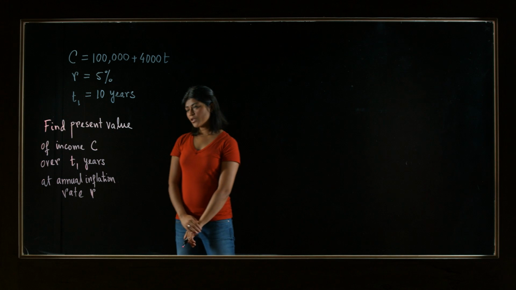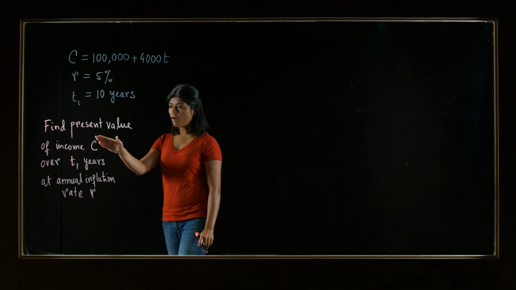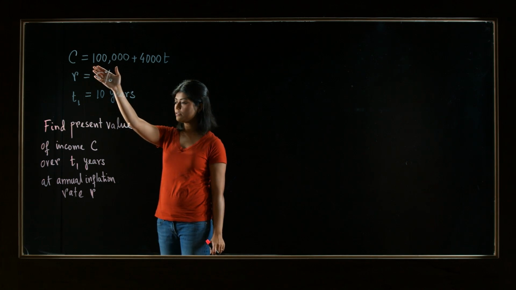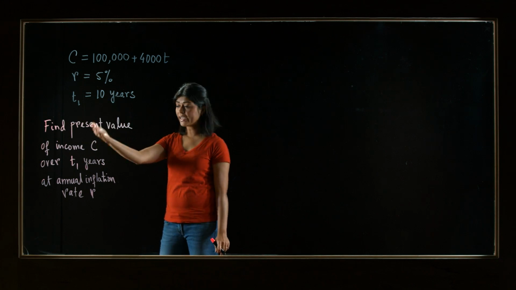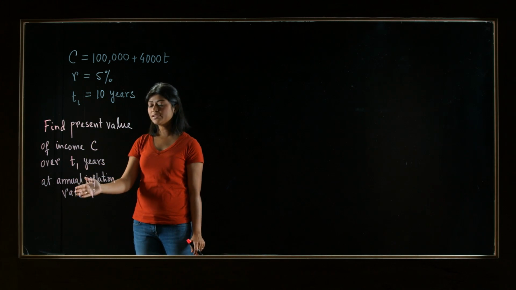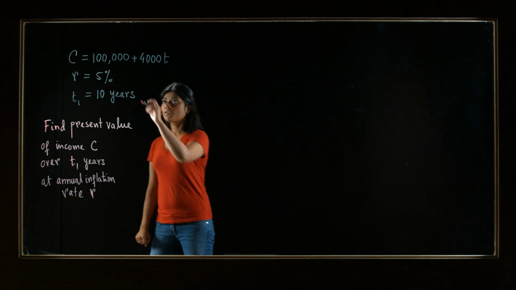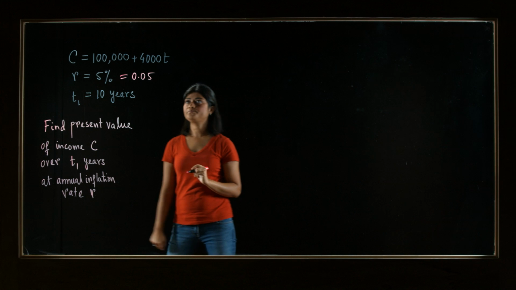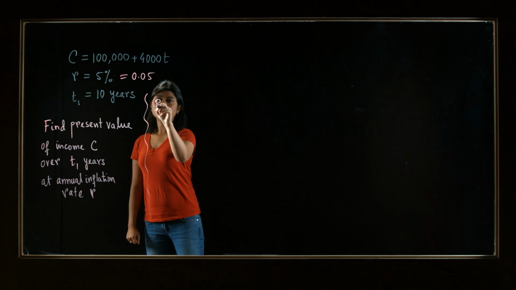In this problem, we have to find the present value of the income C, which is given right here by this equation, over T1 years, and T1 is 10, so over 10 years, and at annual inflation rate given right here, 5%. So 5% means 0.05. Okay, so how do we compute present value?